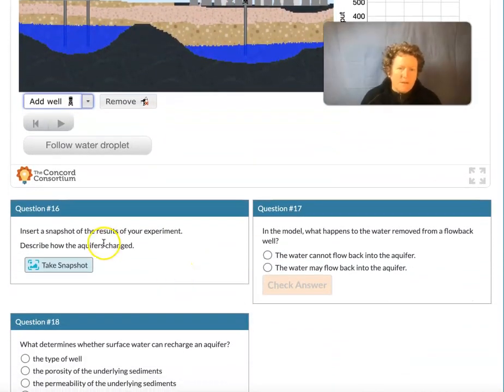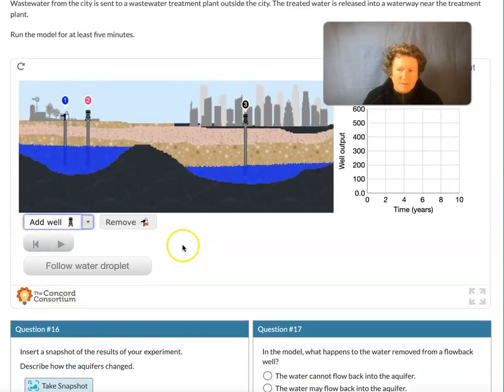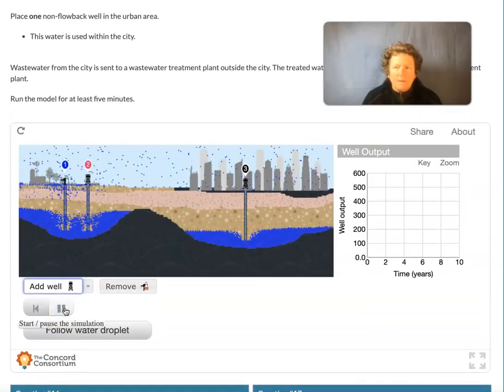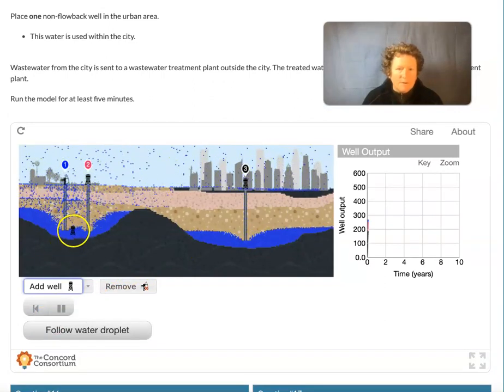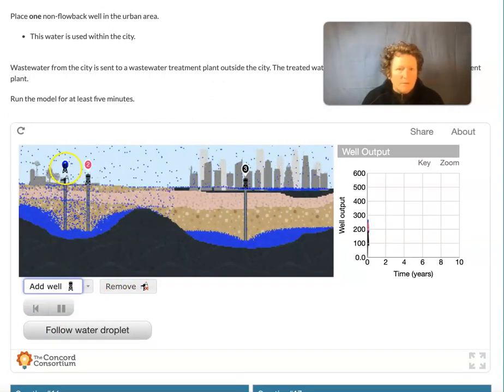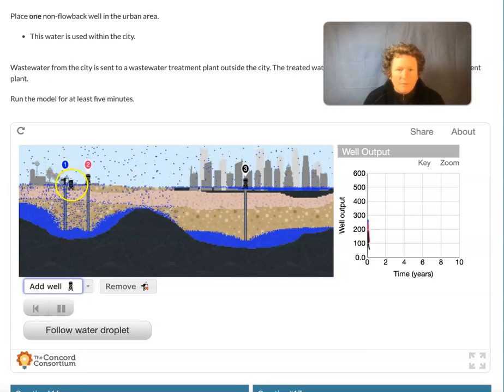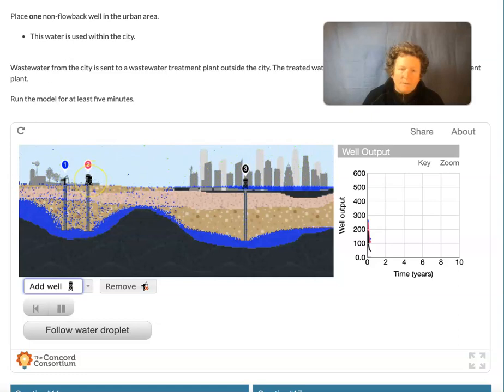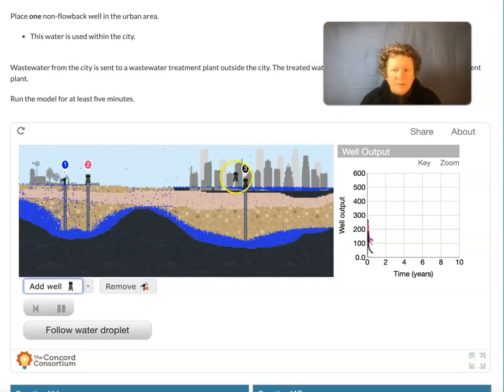We're going to insert a snapshot of the results of our experiment. So we better start our experiment. Let's look at what happens to the water flow at each of these wells. The blue line will be well number 1, the flowback well. The red line will be the non-flowback well in the rural area. And number 3 will be the non-flowback well in the urban area.